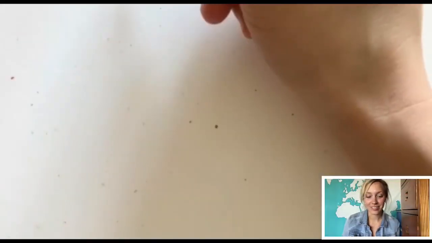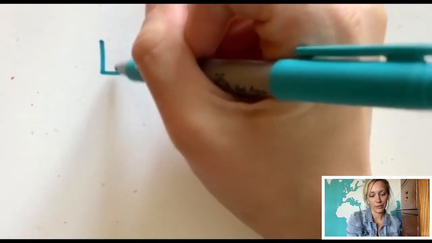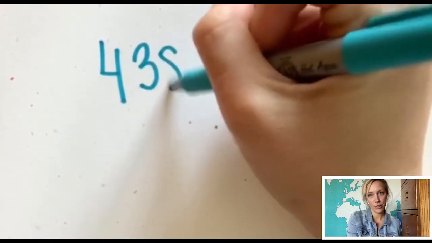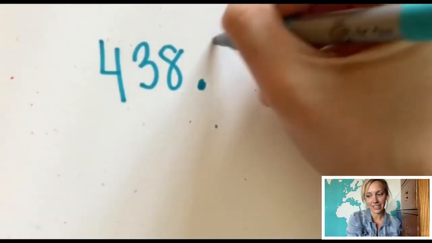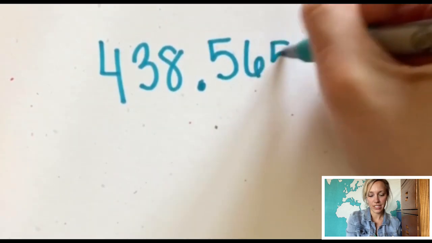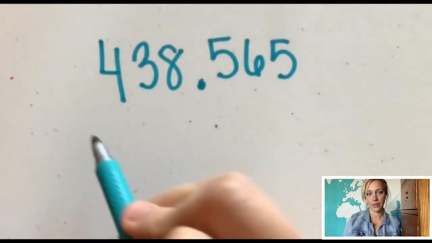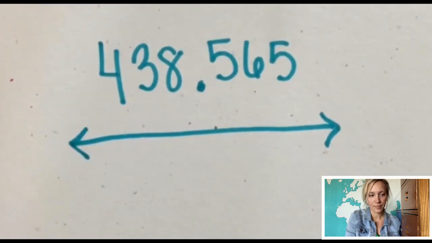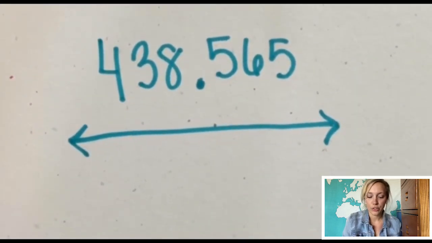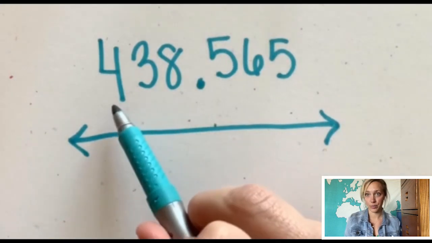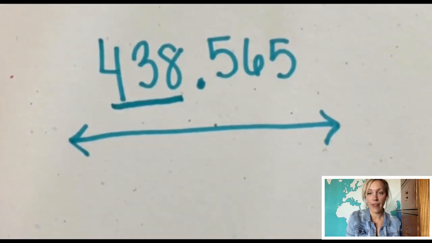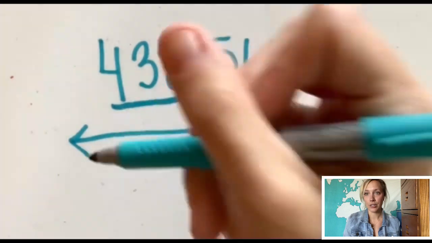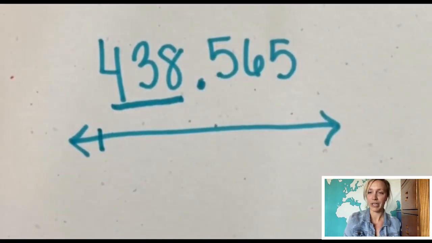So let's get started. We're going to start with the number 438 and 565 thousandths. I'm going to draw my open number line. Then I'm going to first round to the nearest whole number. The nearest whole number is everything that comes before the decimal. So I'm just going to underline that part. That part will become my first benchmark.